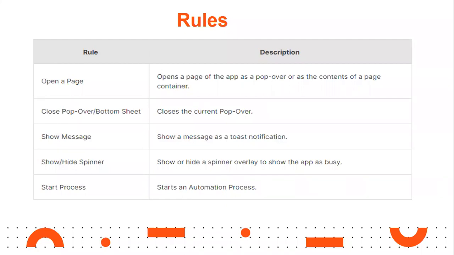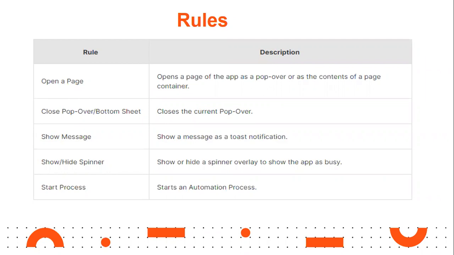The second is close popover or bottom sheet. The popover that you opened, which is a small page above your main page, you can even close it. Then show message, wherein you've submitted something and you want to show that, okay, your ticket has been created, your ticket ID is this. So you can show the message. Then you also have an option that only when the user clicks on okay, the message is hidden, or the message disappears automatically after 5, 10, or 15 seconds. All this is configurable and you can do it easily.